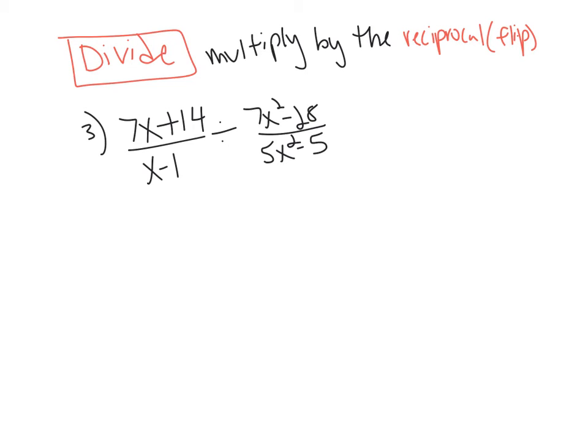So how do we divide fractions? We take the first fraction, that stays the same, 7x plus 14 divided by x minus 1. But we're going to multiply, change division into multiplication, by the flip. So if we flip this fraction, we're going to have 5x squared minus 5 over 7x squared minus 28.